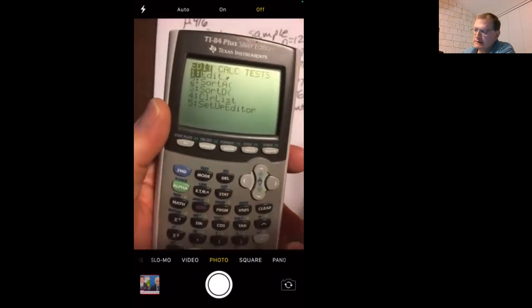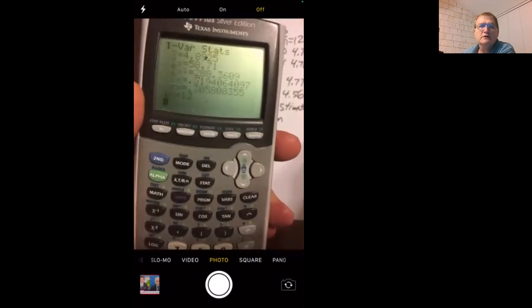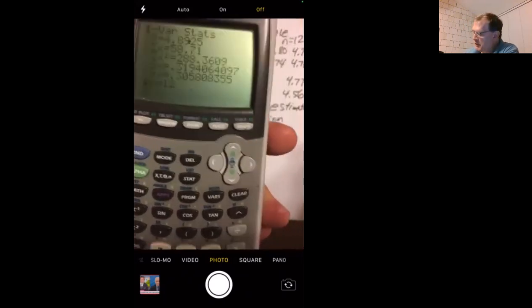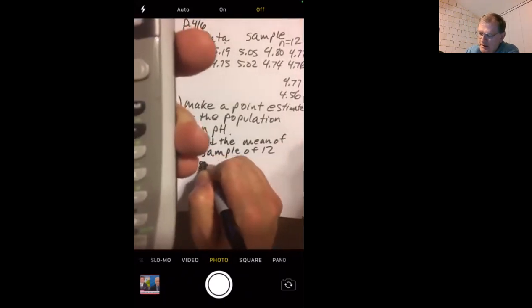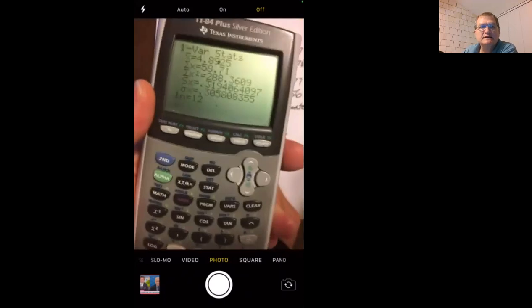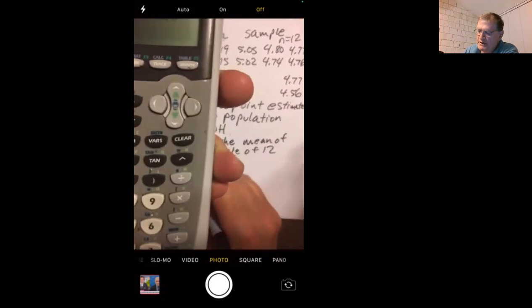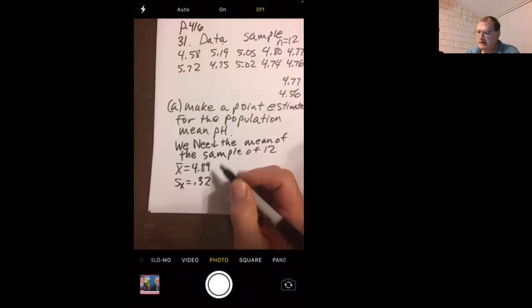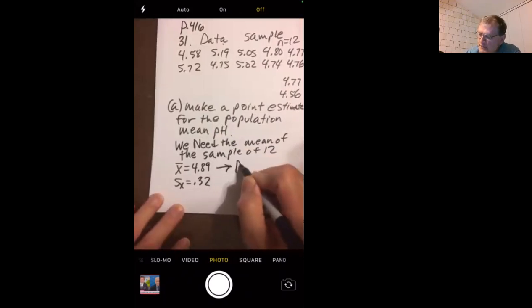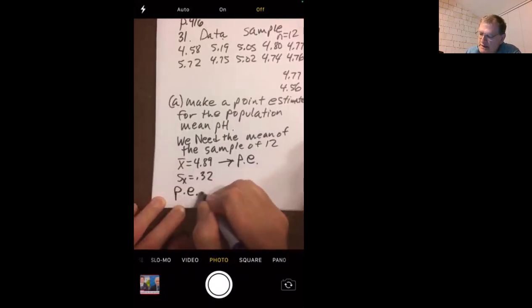Stat, calc, one variable stats, enter. I'm getting a mean of 4.89. My standard, I'll use an SX there, 0.3194, we'll call it 0.32. SX equals 0.32, that's our standard deviation. And yeah, this is our point estimate. A lot of times they abbreviate it PE for point estimate. The point estimate equals 4.89.